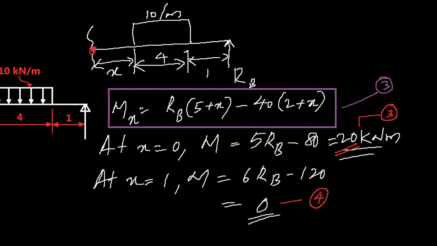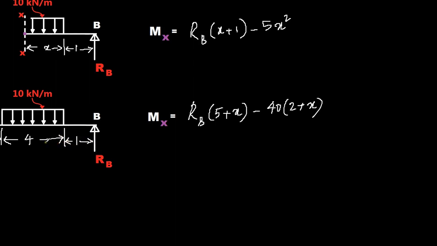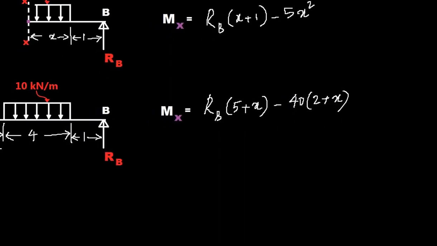And for the third section, we have calculated RB times (5 plus X) minus 40 times (2 plus X). So that is RB times (5 plus X) minus 40 times (2 plus X), where this is the distance X, and this is 4, and this is 1. So the distance to RB is 4 plus 1 plus X, that is 5 plus X, and the distance to 40 is the total load of this force system acting as a point load at the midspan. So that will be half of the 4, that will be 2 plus X, and the load is 40, so you have 40 times (2 plus X). So these are the equations.